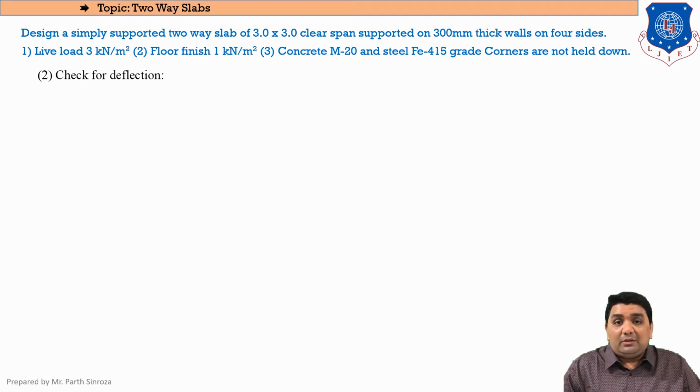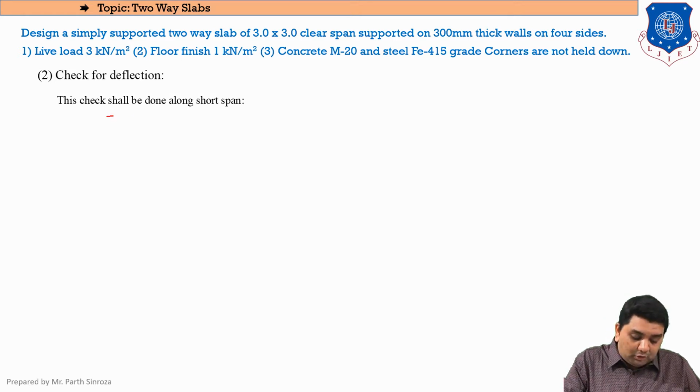So in the first case, the check for cracking, we need to check along both axes, that is along the X direction and along the Y direction. But for the check for deflection we will always check along the shorter span. So keep in mind, no need to check along ly, we will always be checking along lx only. Okay, so you need to keep this in mind while solving in your examination.